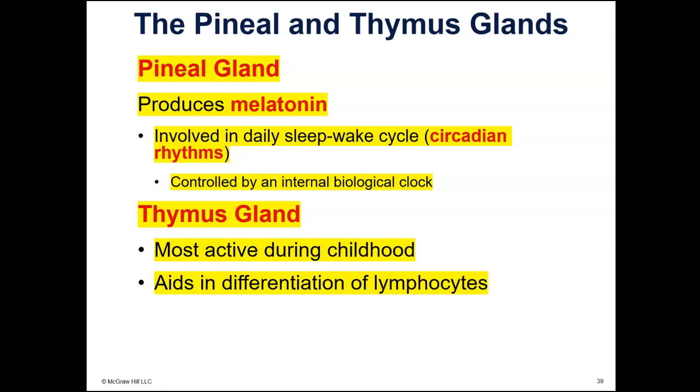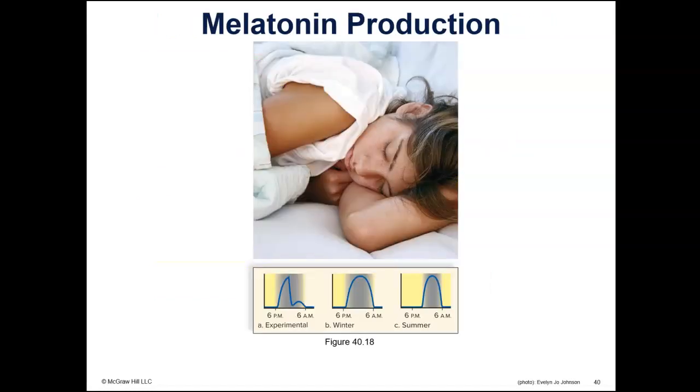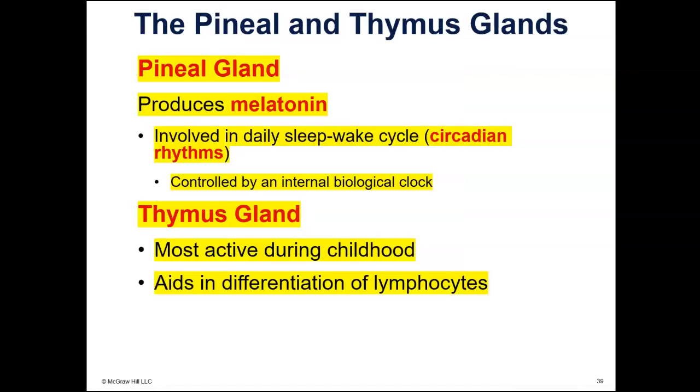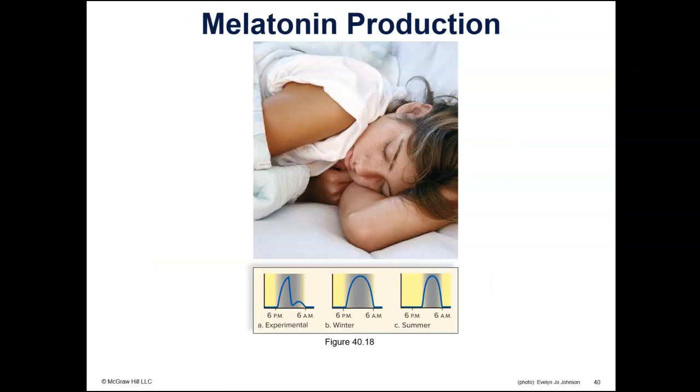The thymus gland is most active during childhood because it basically has the purpose of helping to mature the T cells of our immune system, the T lymphocytes of our immune system. And so when you're young, your thymus gland is healthy and active and large, and then as you get older, it reduces and turns into kind of fatty tissue.